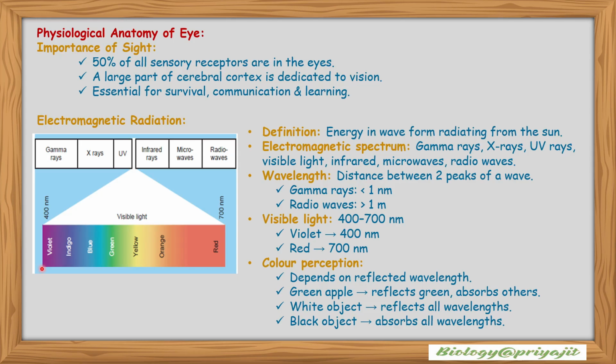So color perception depends on reflected wavelength. We know a green apple because it reflects green and absorbs the other colors. A white object reflects all different wavelengths of light. A black object absorbs all wavelengths of light. We see an object as white because it reflects all wavelengths of light, and a black object absorbs all wavelengths of light, so no color is reflected from that object, so it is black in color.